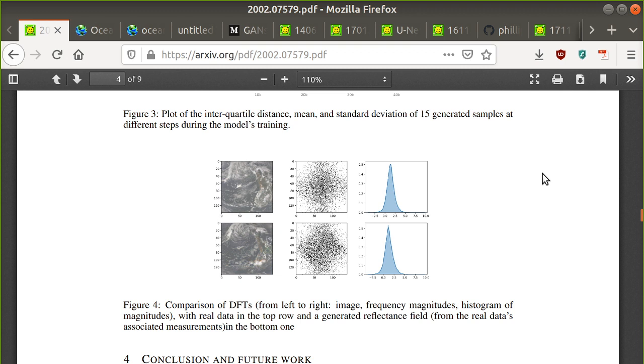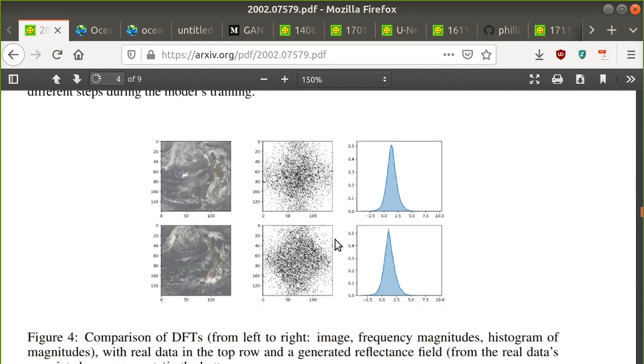So let's look at the frequency spectrum of the images and see if they're correct. Well, okay, we have on the left the images, real data top, and the fake data made by the generator bottom. Then on the right, we have histograms of amplitudes of the 2D frequency components, but what the heck are we looking at in the middle? Does anyone know what this is? You should be able to read the image, the caption. It didn't help me much.